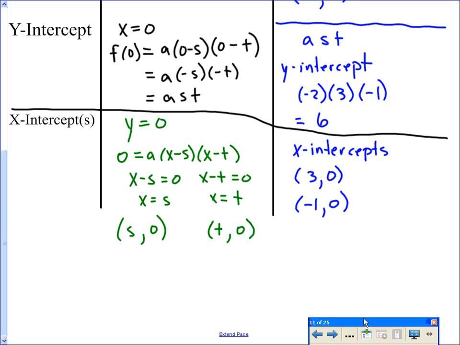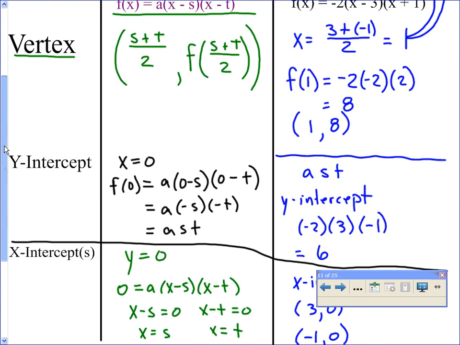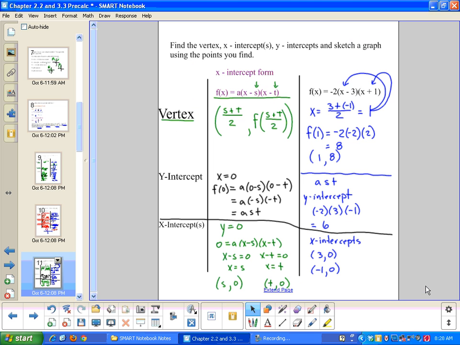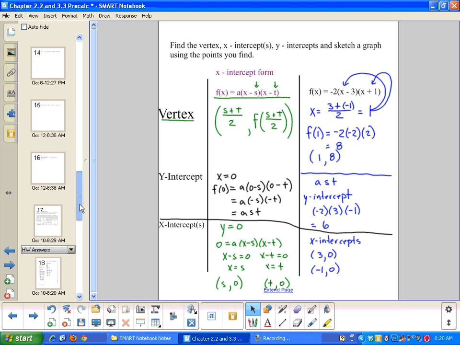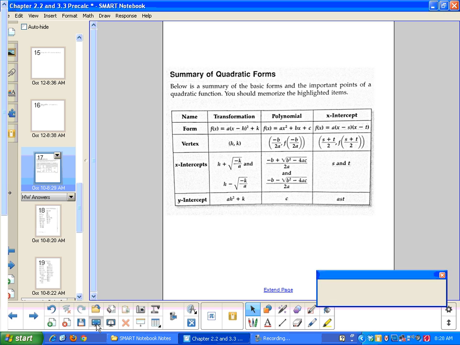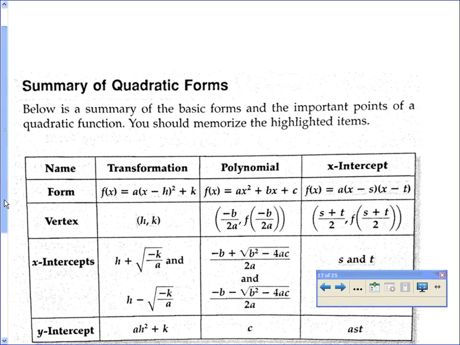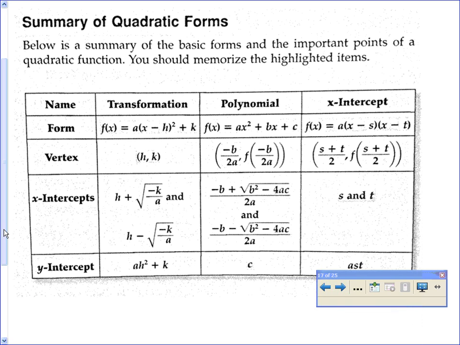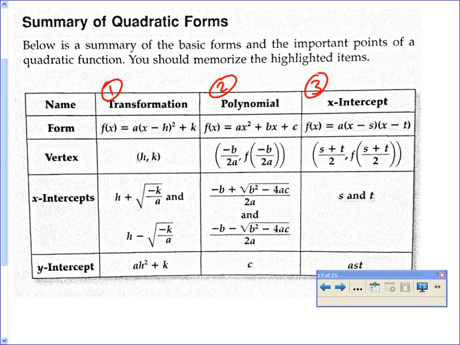You will find that you have a summary of this information at the end of your packet, and let's go ahead and look here. So this is your last slide. Everything I've just talked about is here, and this is a summary of it. So these are all the formulas for each one of the forms. You notice we covered first the transformation form, then the polynomial form, and then the x-intercept form. We found the vertex, the x-intercepts and the y-intercepts. And I was showing you how to get each one of these formulas, and then I was showing you how to apply them to an actual problem.